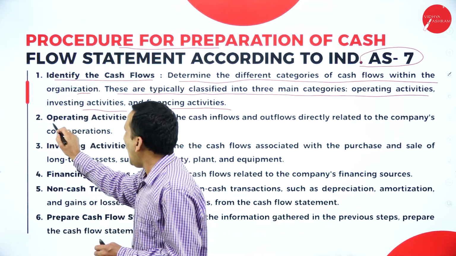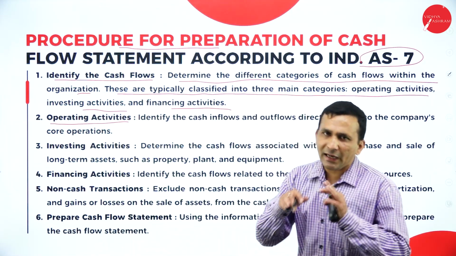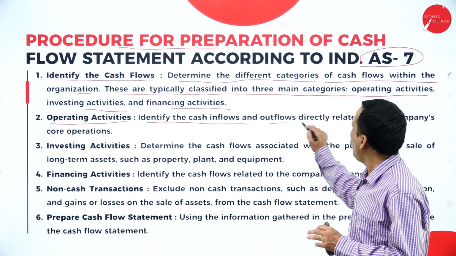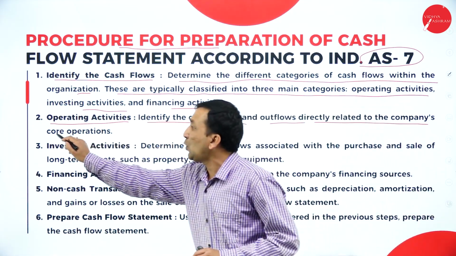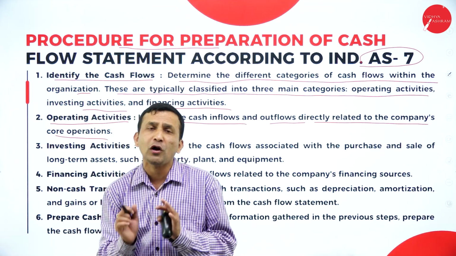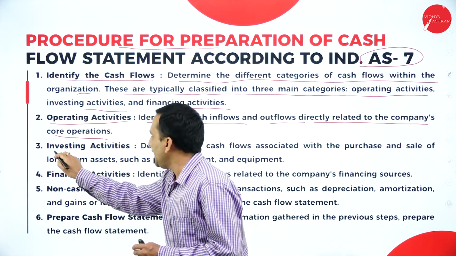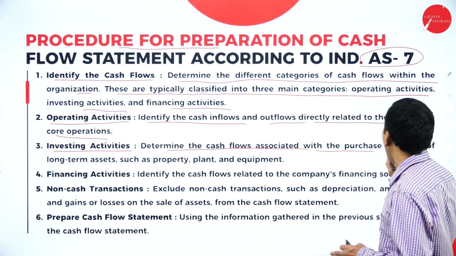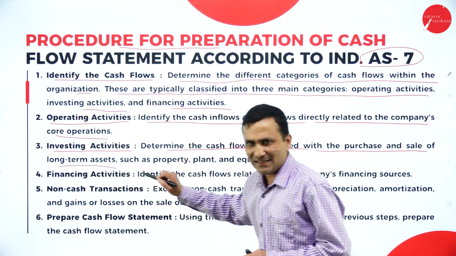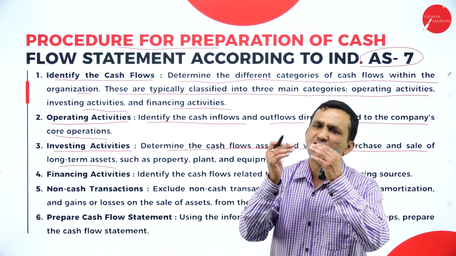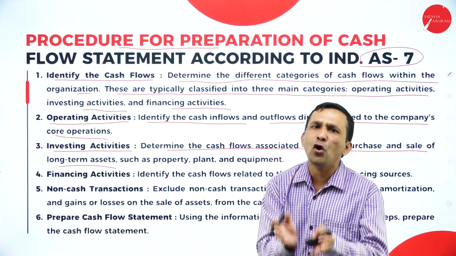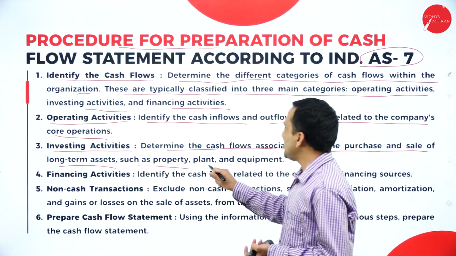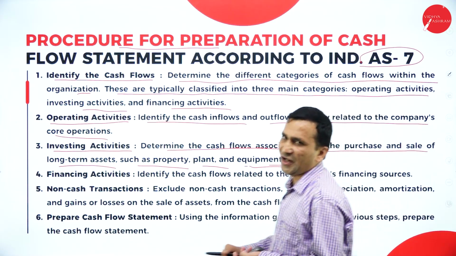Okay, now operating activity. Under operating activity, again we classify inflow and outflow. So identify the cash inflow and outflow directly related to the company's core operation, which is very important. Core operation means what? Buying and selling. Investment activity, again determine the cash flow associated with the purchase and sale of long-term assets. At the time of purchase, which is always outflow. At the time of sale of old asset, you are receiving cash, no doubt inflow, such as property, plant and equipment, machinery.